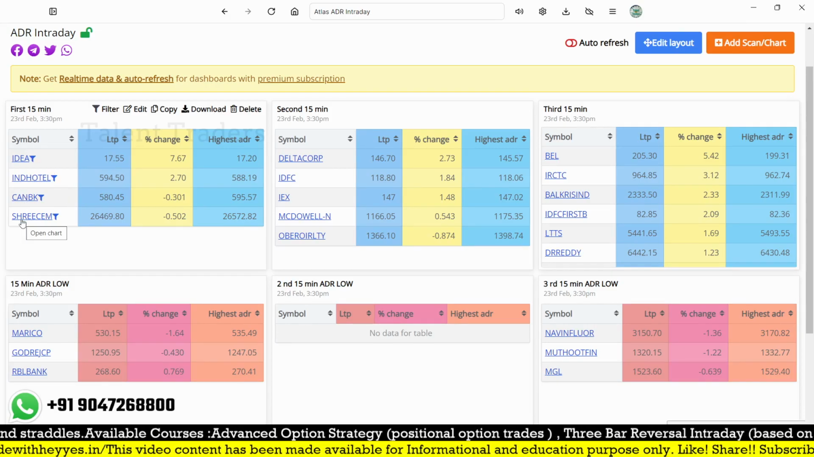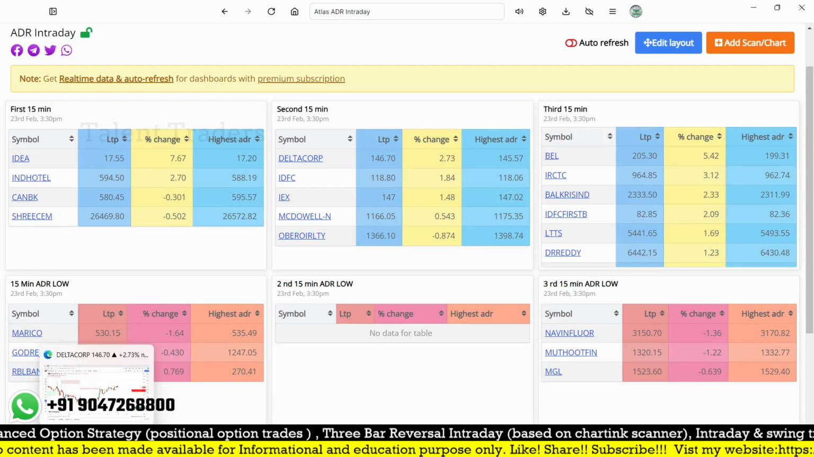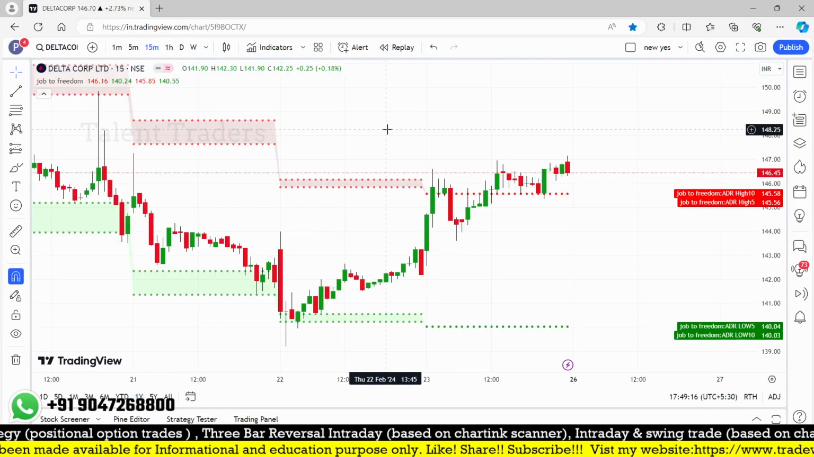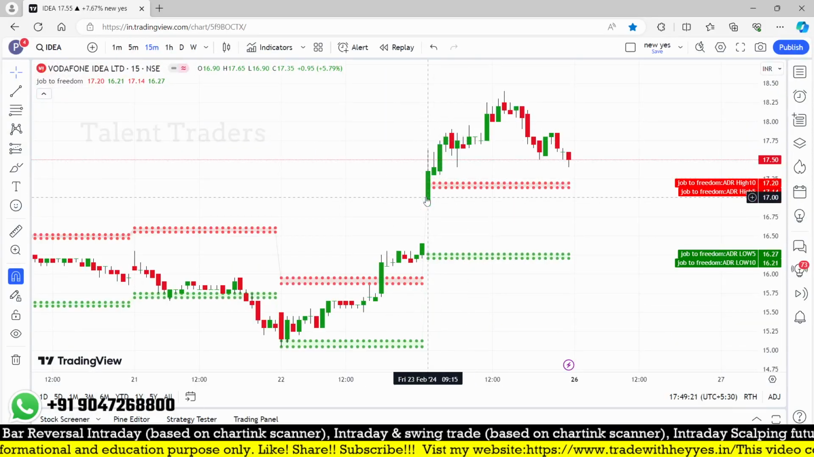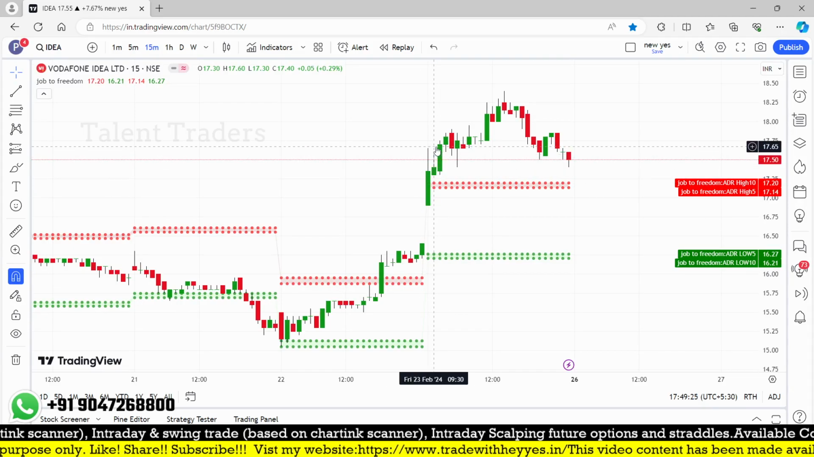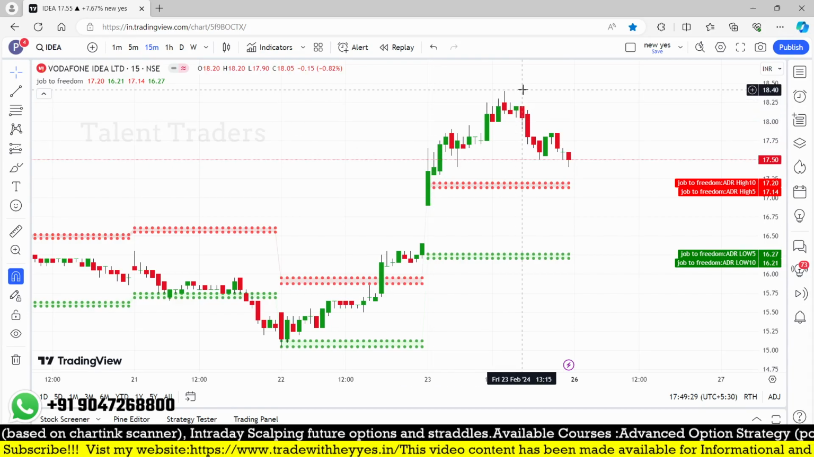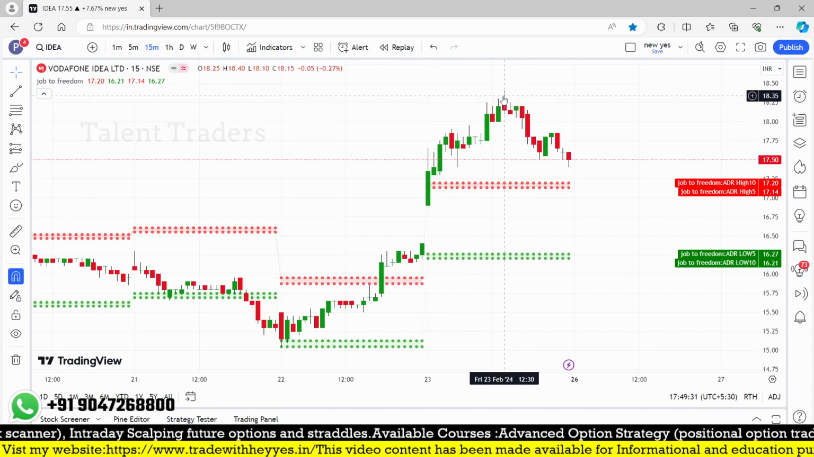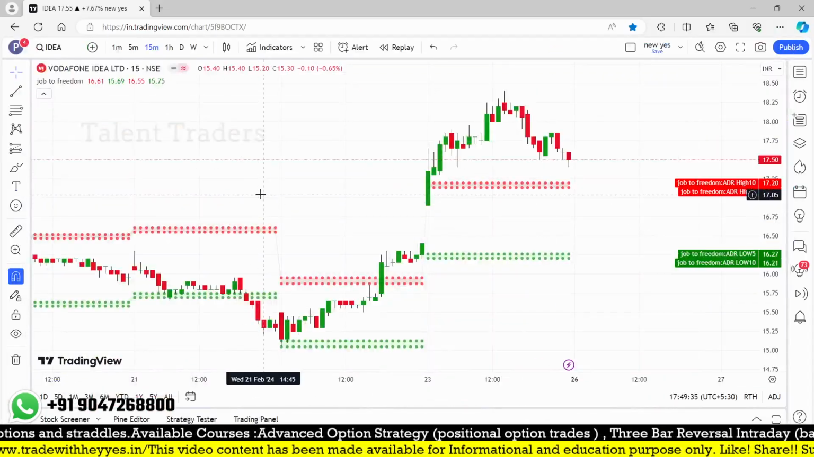For example, in the first 15 minutes candle, these are all the stocks. Let me check what is happening with these stocks. Okay, the first one is Idea. We are not going to take Idea because it's a very low value, but even so, it closed close to the ADR high in the first candle itself. Near this high, we are looking for a buying opportunity from 17.65 to 18.4. That's a good move. So that is what happened in the first one, Idea.